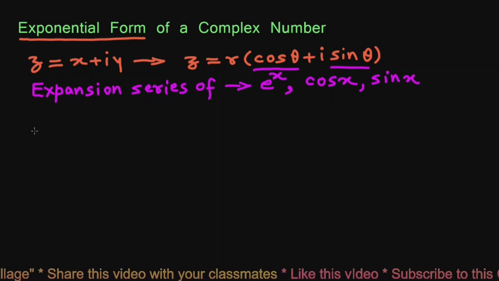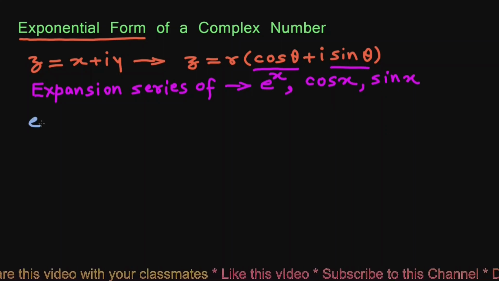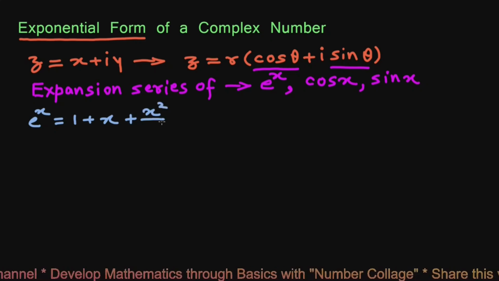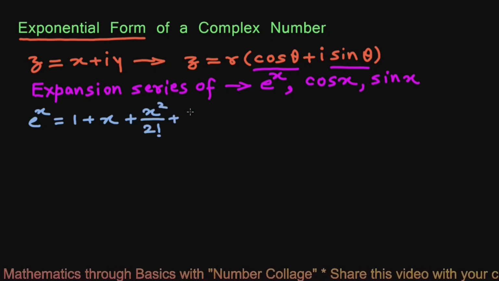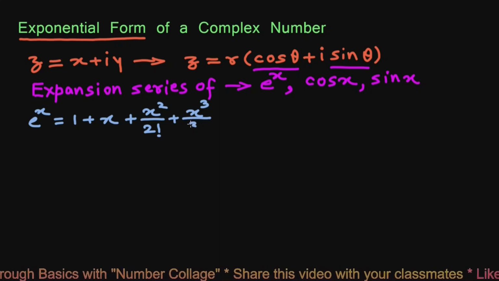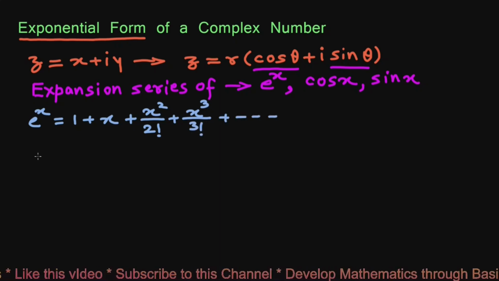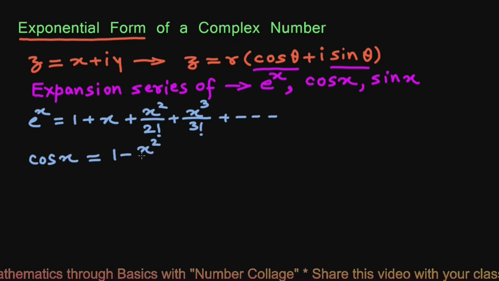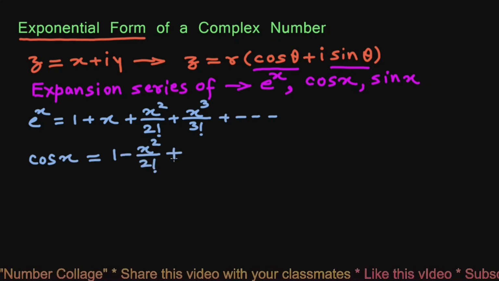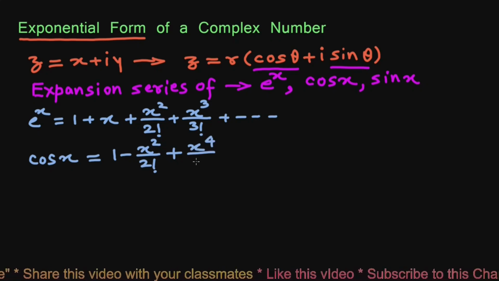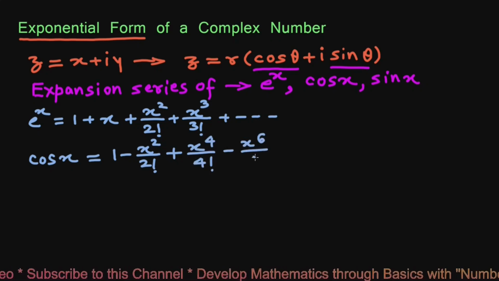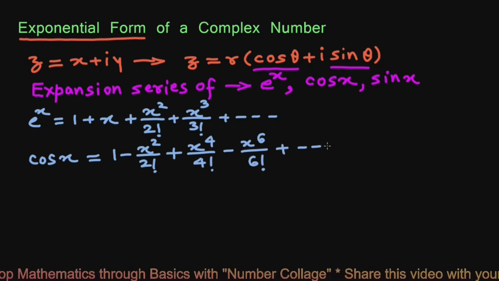First we will write expansion series of e raised to x, which is 1 plus x square upon 2 factorial plus x cube upon 3 factorial plus so on and so forth. Expansion series of cos x is 1 minus x square upon 2 factorial plus x raised to 4 upon 4 factorial minus x raised to 6 upon 6 factorial plus so on and so forth.